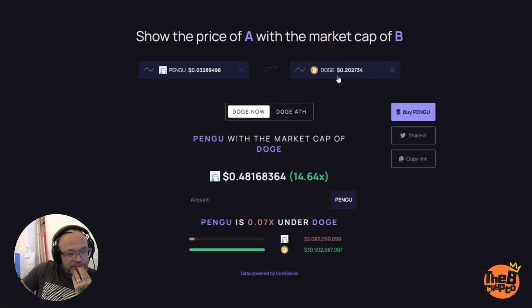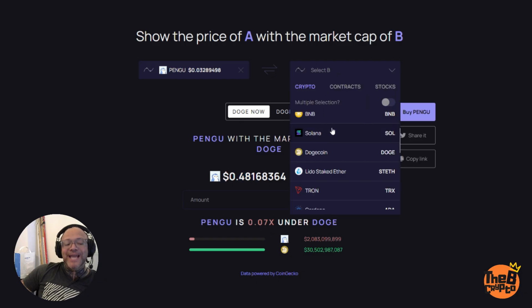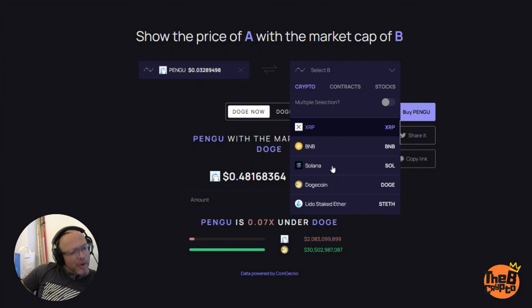Let's go then with Doge 15x. Honestly, if the hype carries on, I do believe that Pengu would reach close to where Doge is now. And it's not far ahead. This is 14x, right? It would put Pengu at 48 cents. Possible, possible, crazy, but possible.